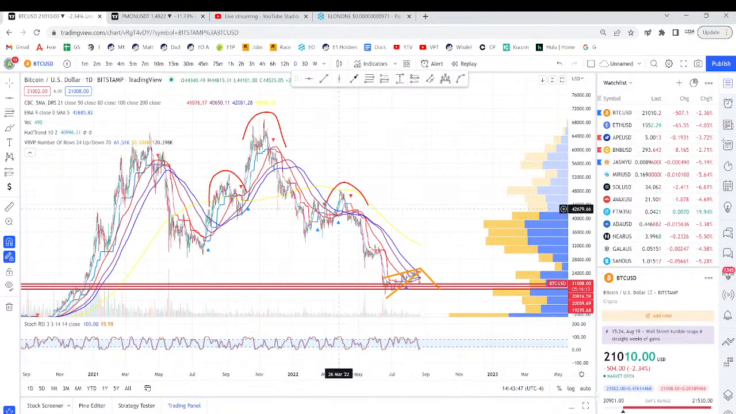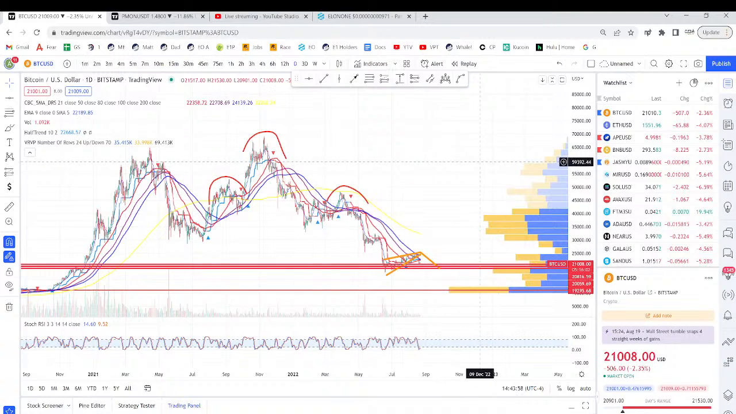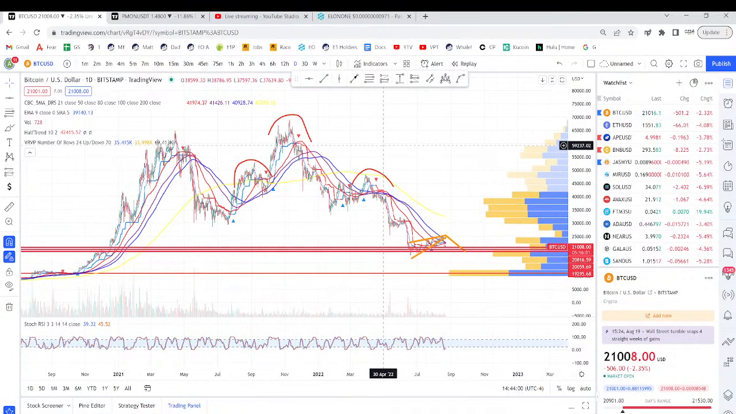You're getting overbought on the higher time frames, and you've got a head and shoulders now on the daily chart for Bitcoin. So that's the rundown of the market right now. We can look at other coins, but the other coins are going to be bearish as long as Bitcoin is bearish.